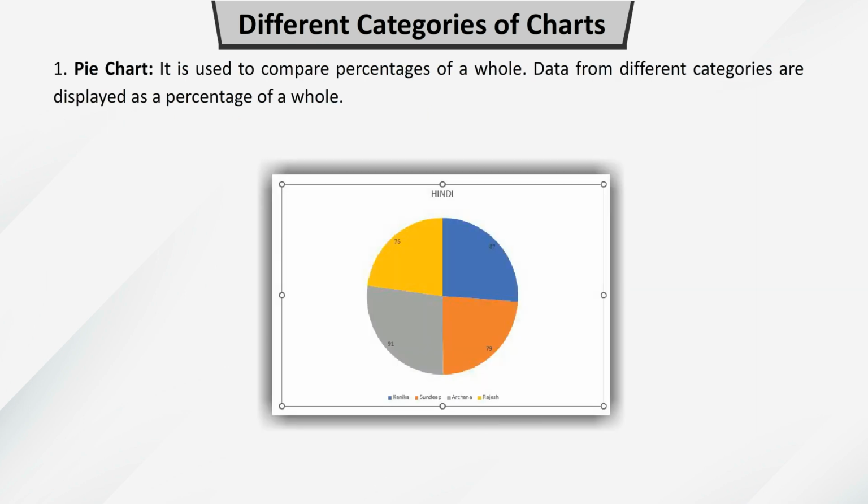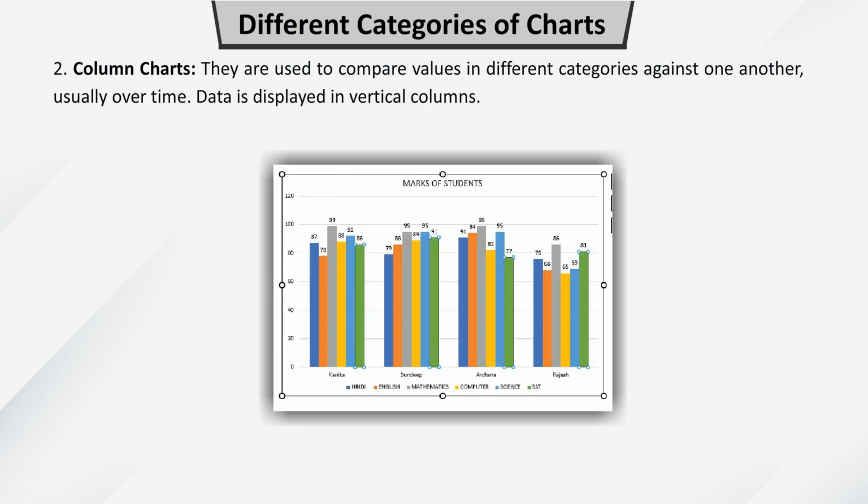1. Pie chart. It is used to compare percentage of a whole. Data from different categories are displayed as a percentage of a whole. 2. Column charts. They are used to compare values in different categories against one another, usually over time. Data is displayed in vertical columns.